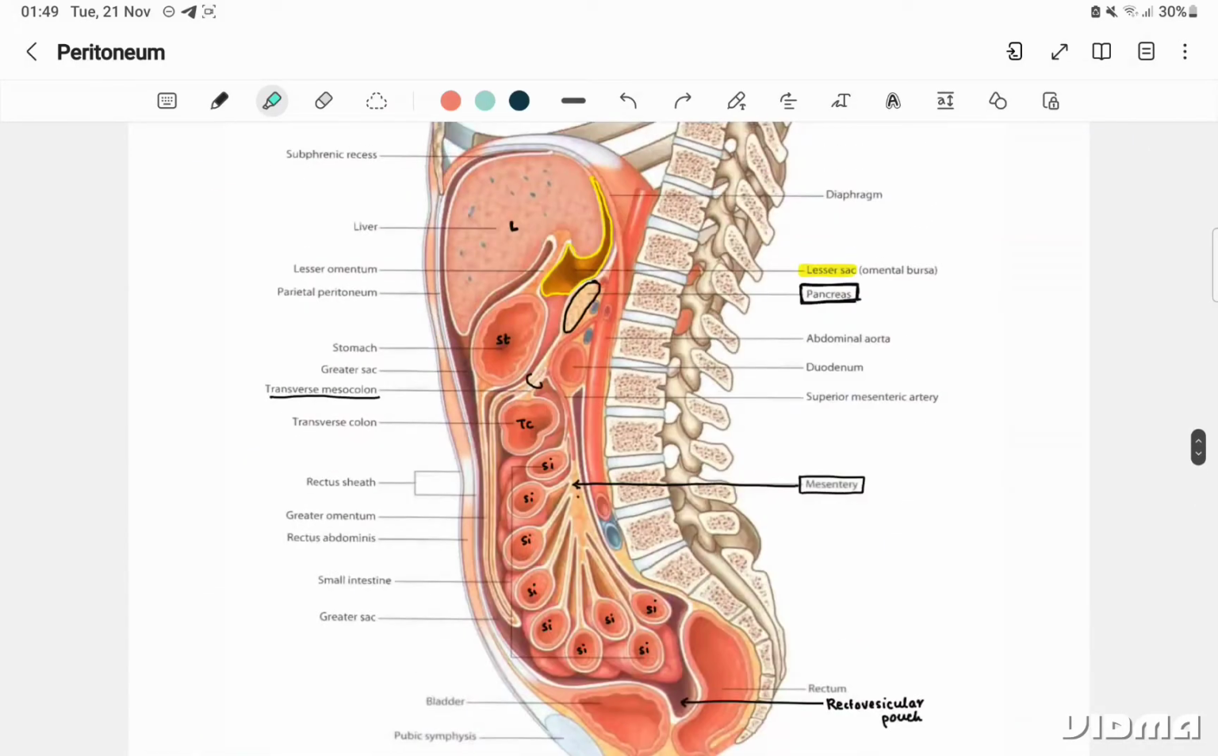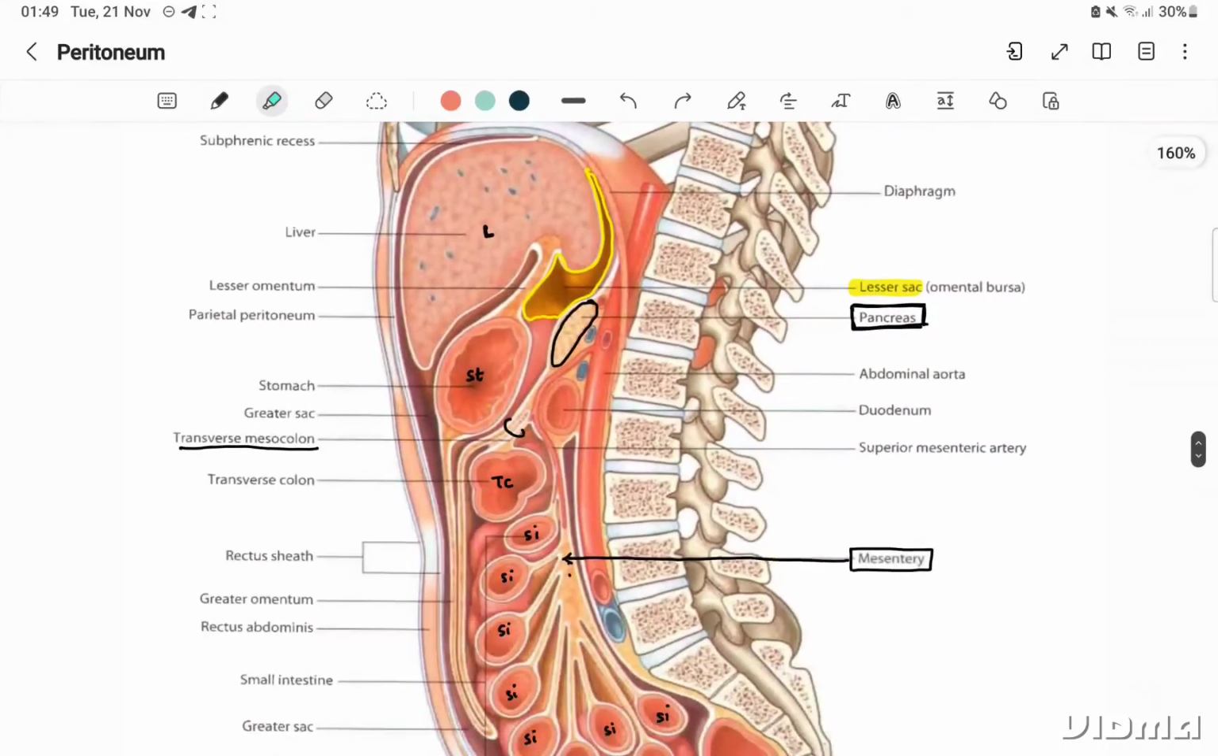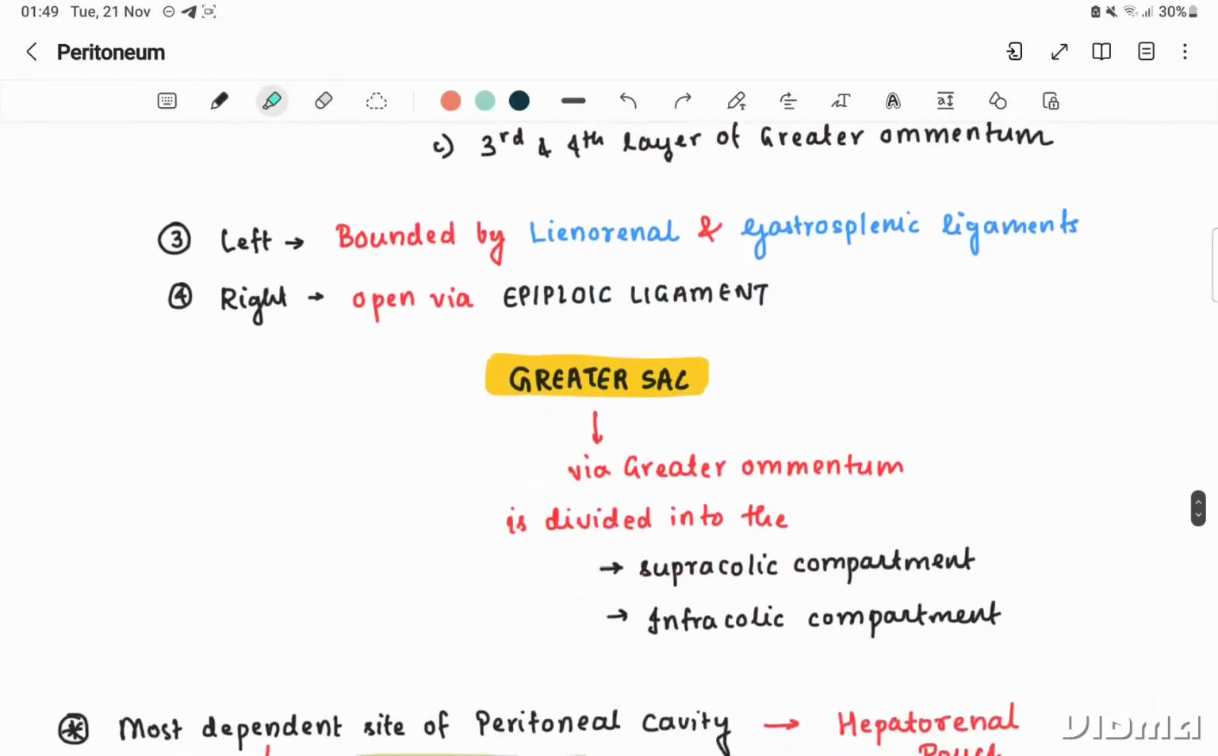The structures of the stomach bed we will learn in the stomach part. We haven't discussed the stomach yet. We will understand more there.